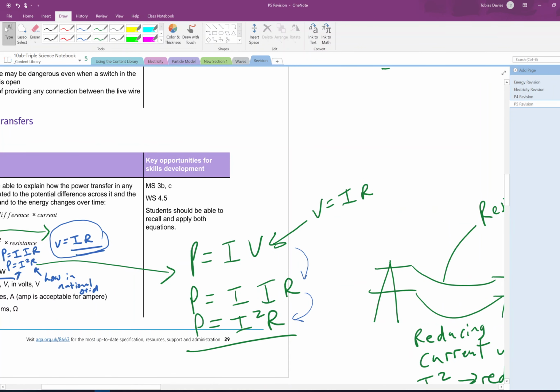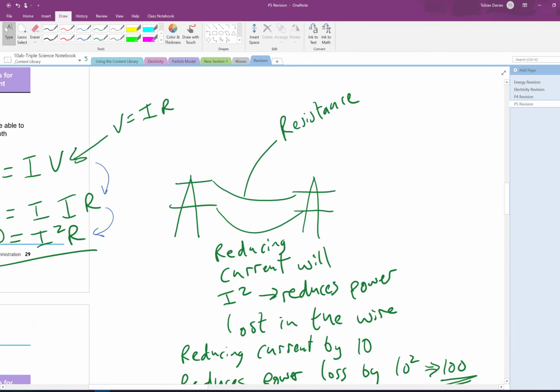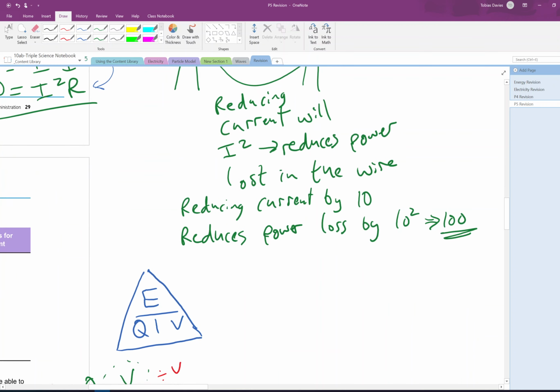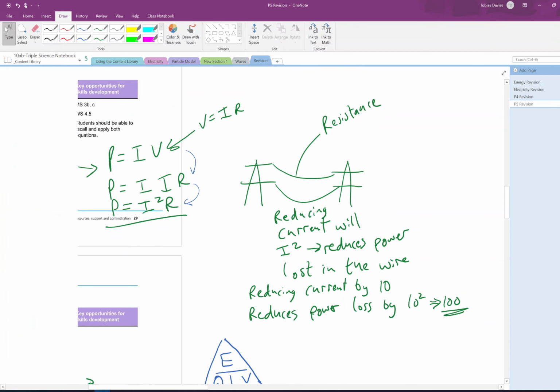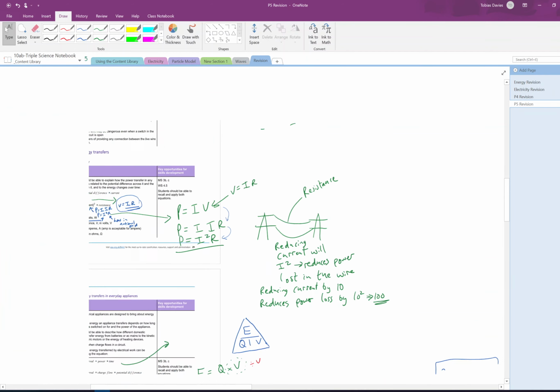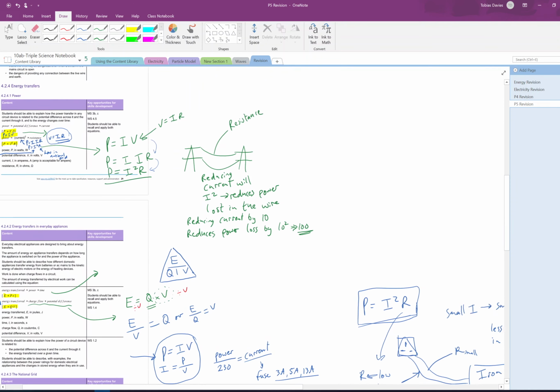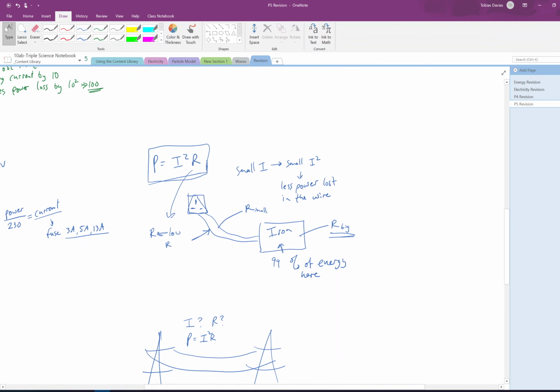So if you think about some power cables, they've got a low resistance, which is good, because that means there's less power loss there. But then, like I said, reducing the current will reduce I squared. So reducing the current by 10 reduces the power loss by 10 squared, so 100. And where have I got my other little section? There we go.